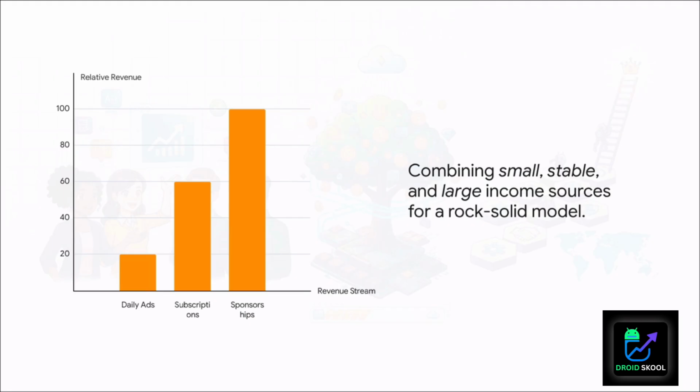This chart is the perfect summary. Look, you're getting a little bit of revenue daily from ads. Then you have a stable, predictable monthly income from subscriptions. And then, suddenly, you get a massive jump from sponsorships. All three working together create a rock-solid financial model.